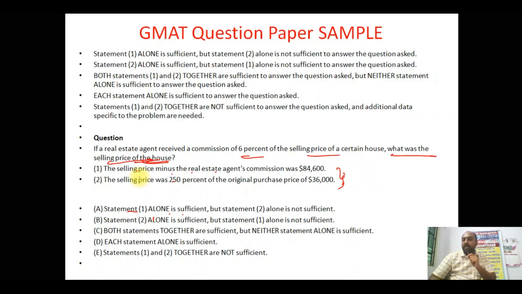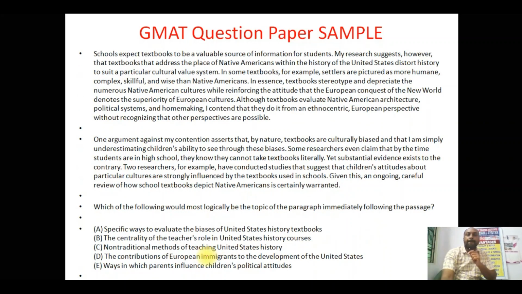Both 1 and 2 required together, or neither of the data is required, that may be either 1 required or either 2 required. No, with 1 and 2 also I am unable to tell the answer, means you can go for the option E, data insufficient. So neither 1 nor 2 is sufficient. And this is a GMAT question paper sample, right?